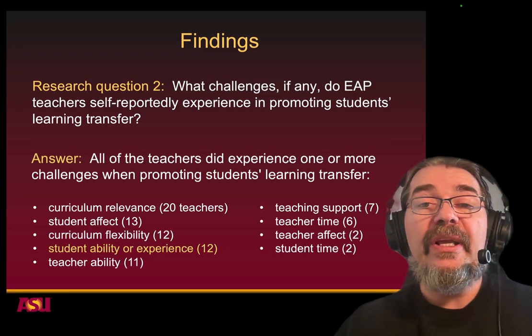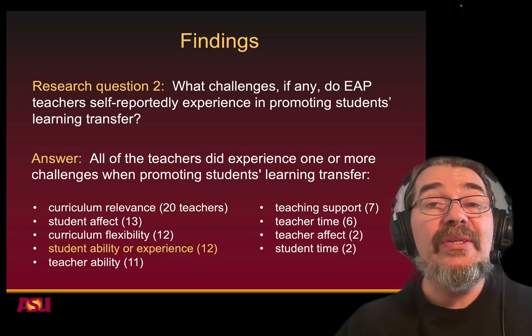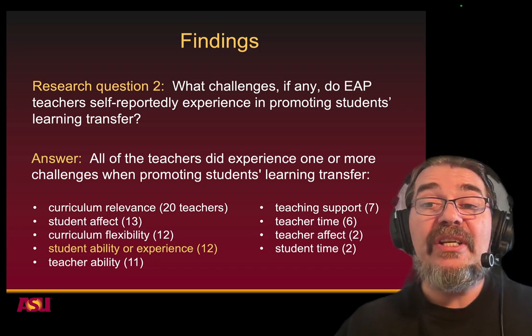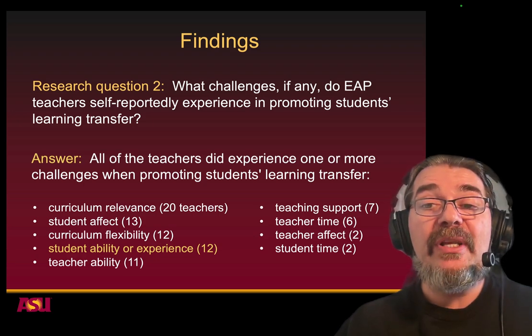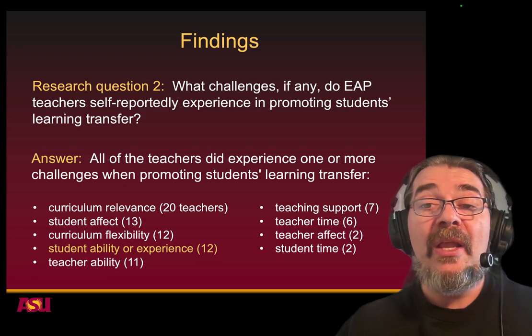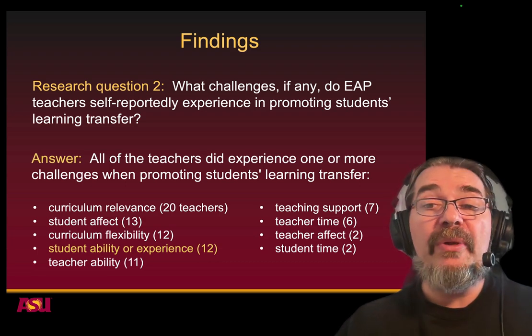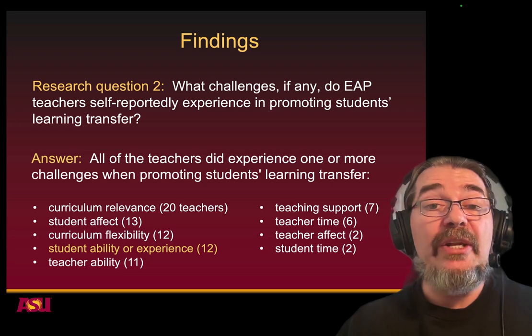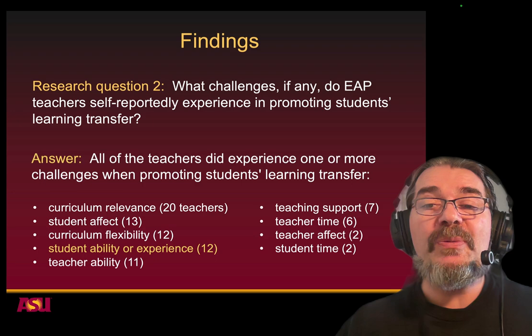The fourth category is student ability or experience, and 12 of the teachers said they experienced this challenge. In other words, these teachers said that their efforts to promote transfer were influenced by limitations in the ability or experience students brought to the EAP course. Most of these reports were about students' ability, and this included general ability, in other words, students' limited current second language proficiency, as well as abilities more specifically related to teaching for transfer.